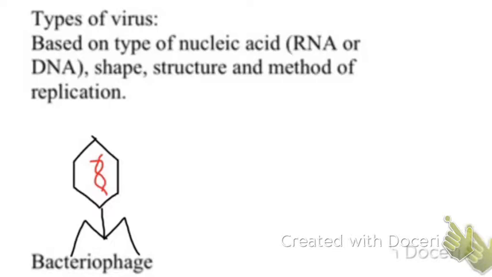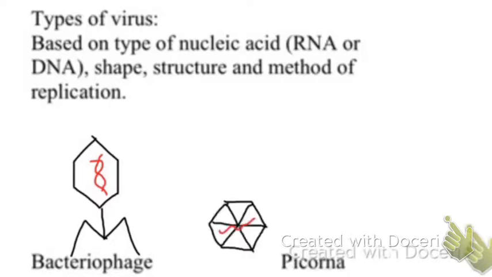So that's a bacteriophage. The next kind is a picorna, and a picorna is just a capsid, no membrane, but it's an interesting capsid in that it actually opens up once it gets inside of a cell, and that's how it releases its, in this case, single-stranded RNA.